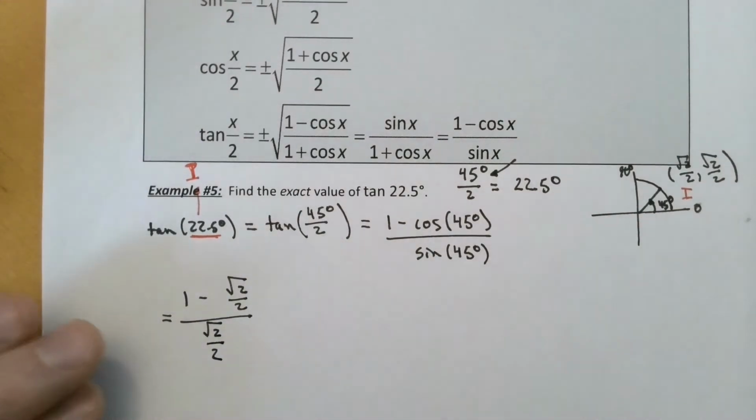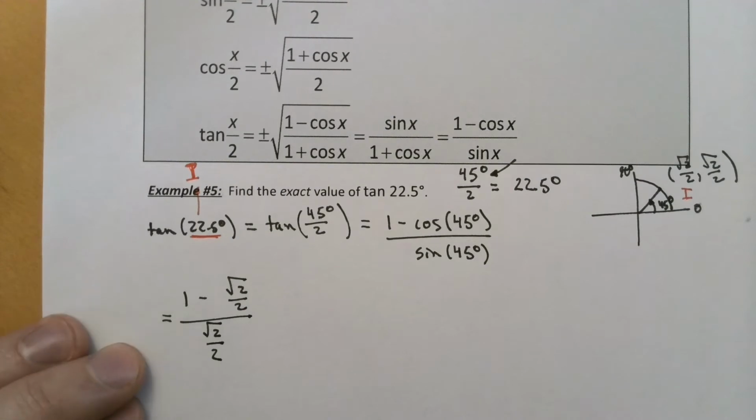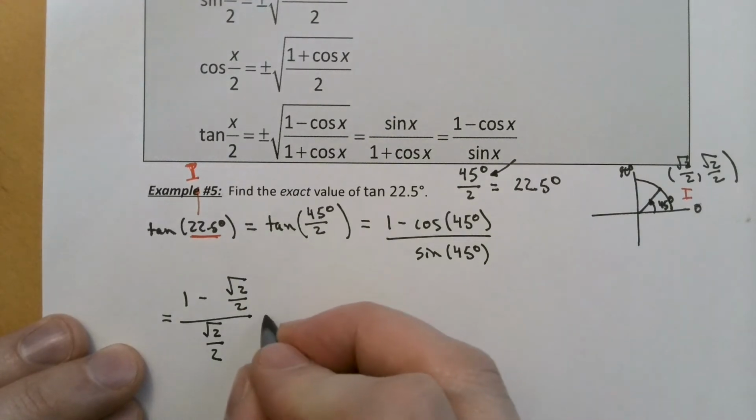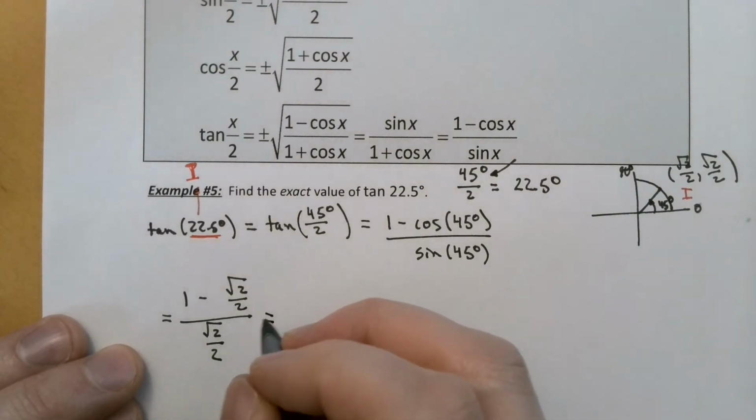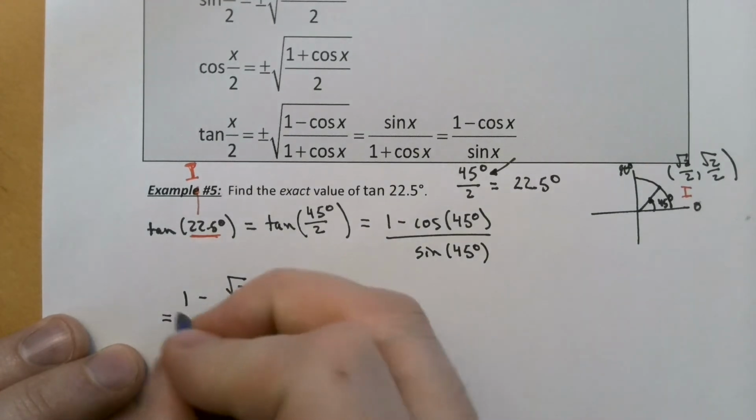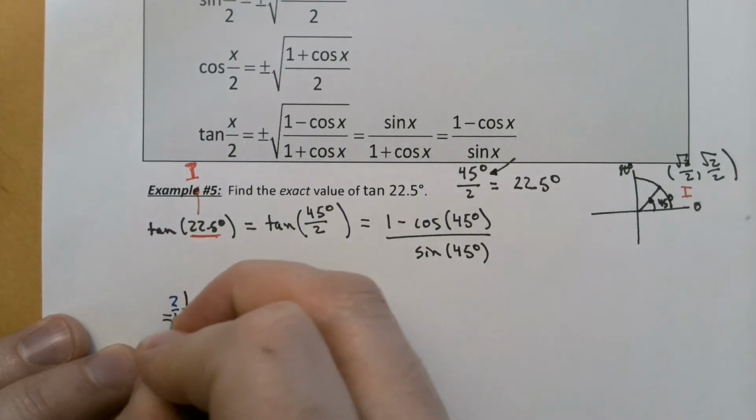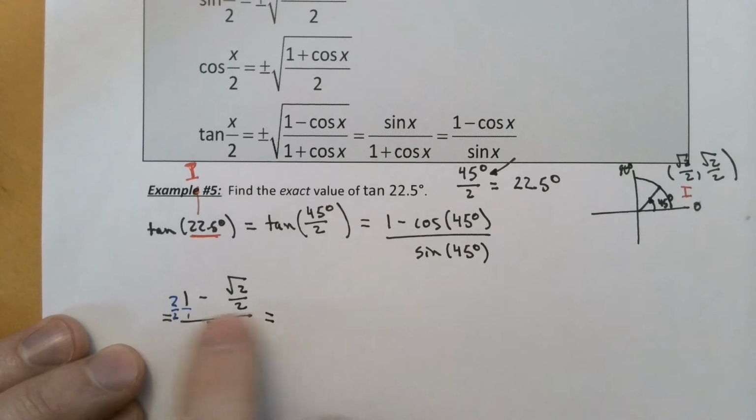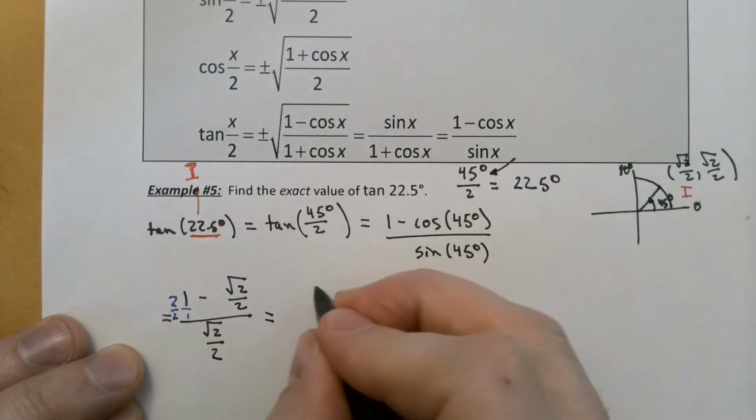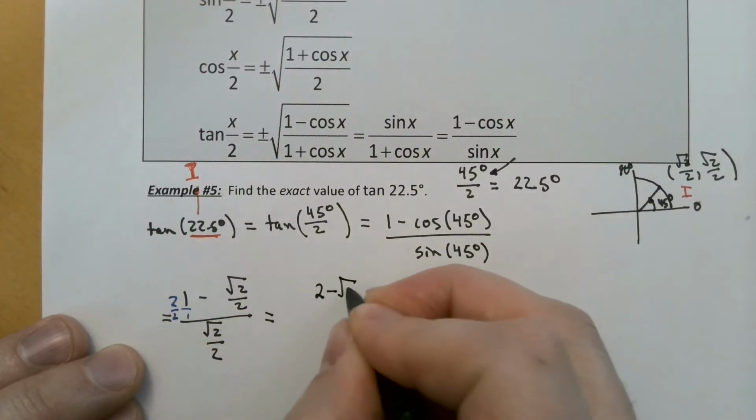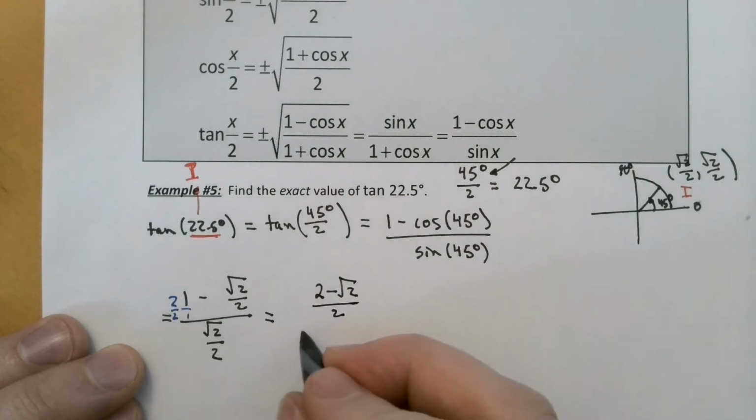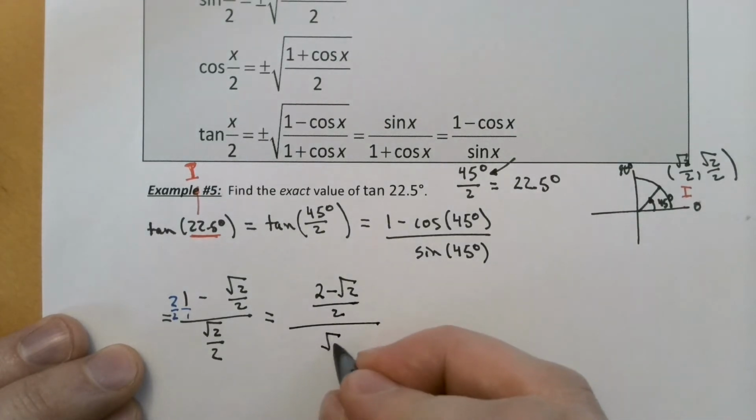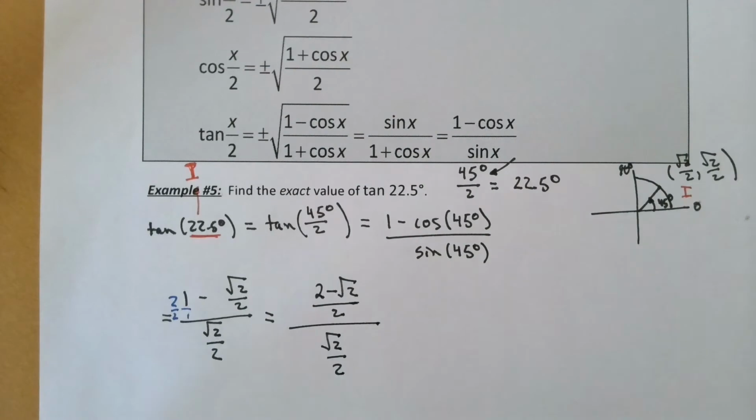How wonderful. Okay, so here comes algebra, everyone's favorite thing in the world. Do you remember how to add fractions? Yes, you do. You need a common denominator, right? So we're going to multiply the 1 by 2 over 2, so these become common. That gives us 2 minus the square root of 2 over 2 in the numerator, and then all divided by root 2 over 2. And then I have to ask, do you remember how to divide by fractions?